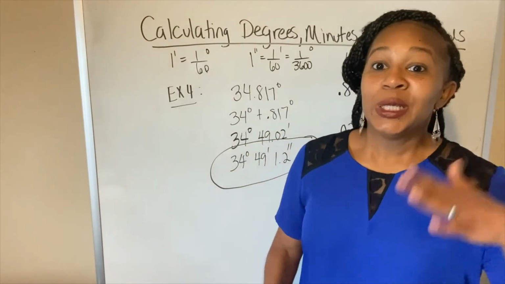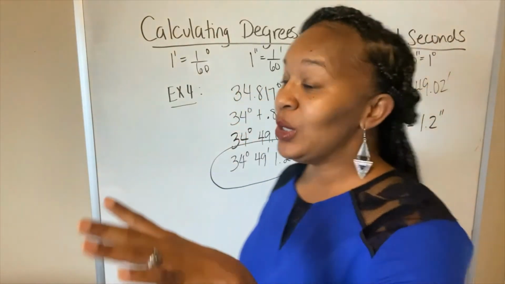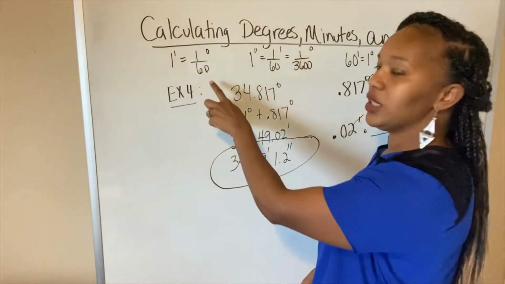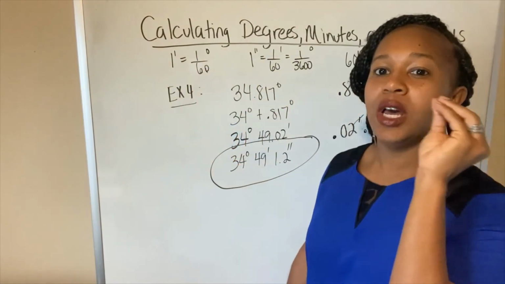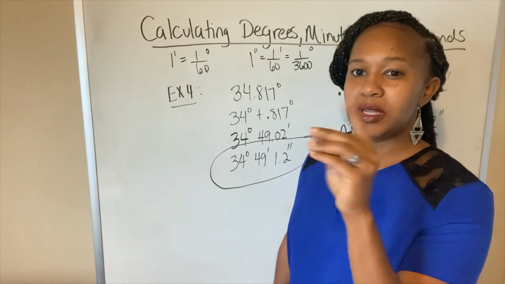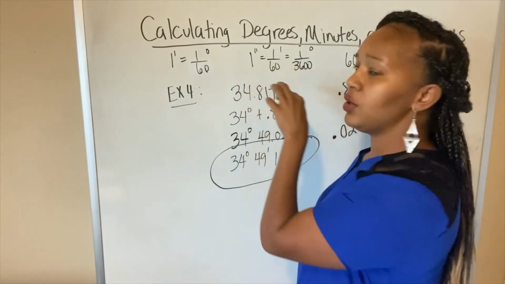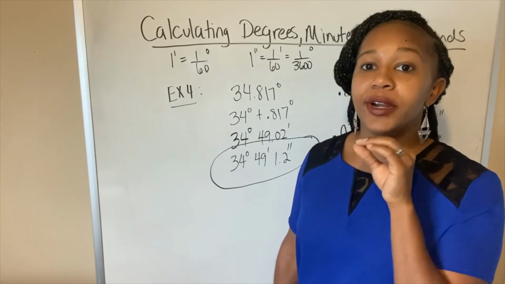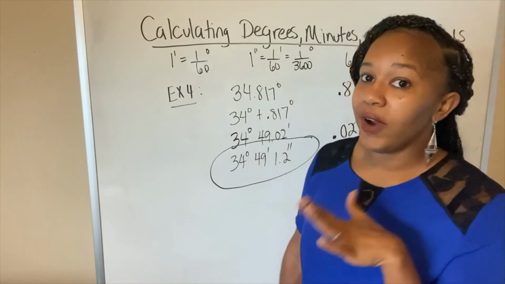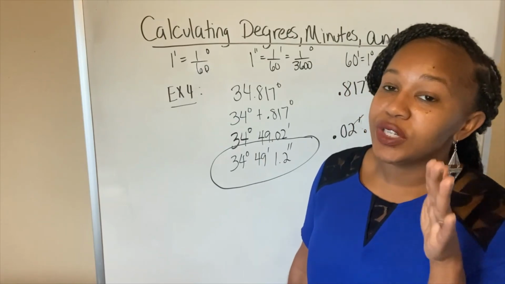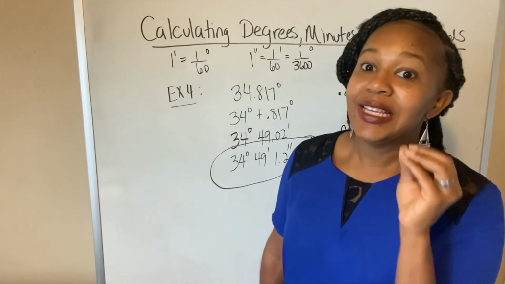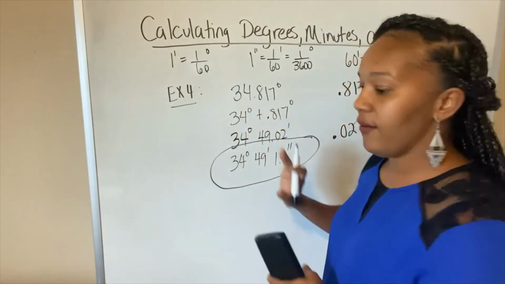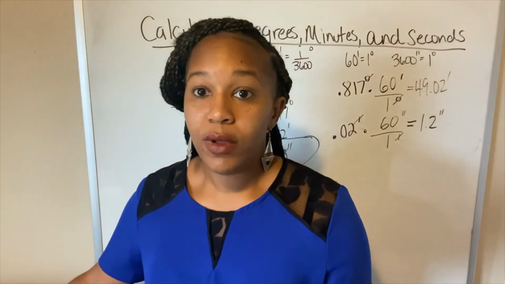Alrighty. So the thing that's key here is knowing these conversions, knowing that 1 minute is 1/60th of a degree, or vice versa. 60 minutes is 1 degree. Also knowing that 1 second is 1/60th of a minute, but 1/3600th of a degree, or vice versa. 3,600 seconds is 1 degree. 60 seconds is 1 minute, and so forth. So you need to know those conversions to be able to go back and forth between these. Alrighty. Hopefully this makes sense.